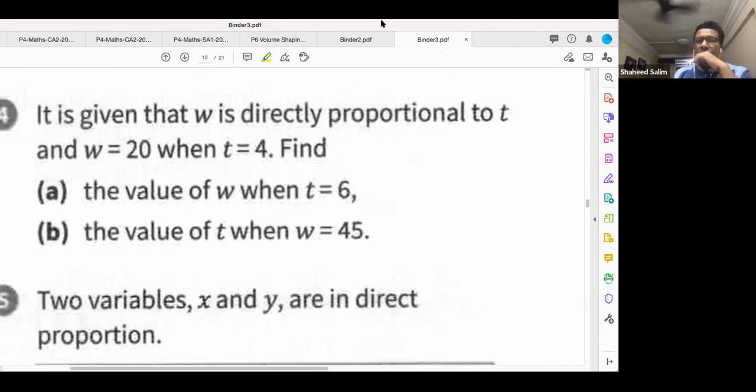So remember, although they don't tell you this, you need to write it in this formula. And then you need to find the value of k. You must find the value of k. But you write it in this formula. You can put the bigger number on the left. Make w to y, t to x, something like that. Then you see, can you find k?